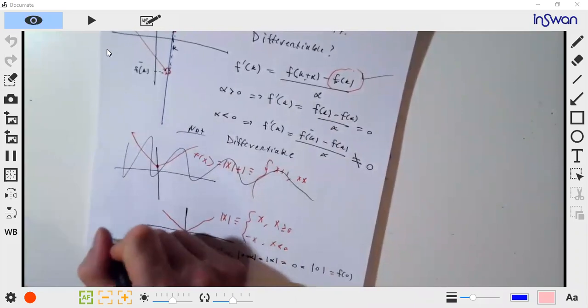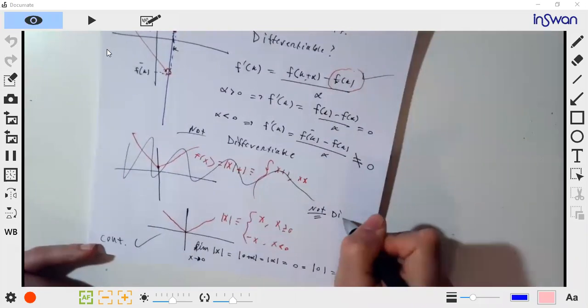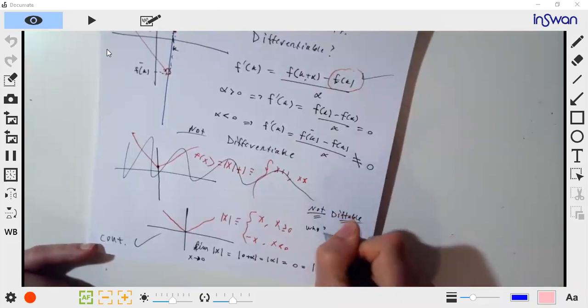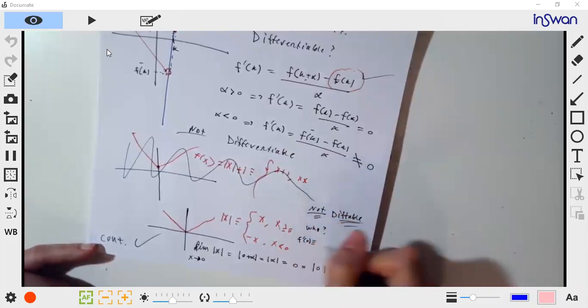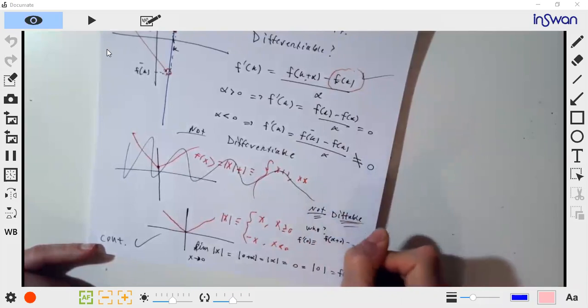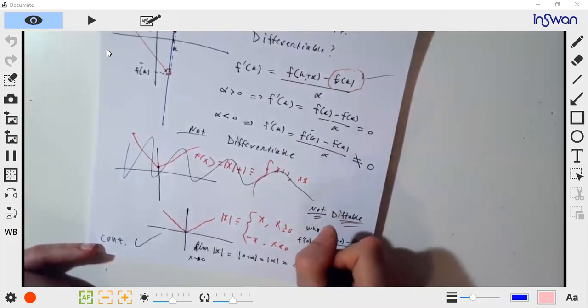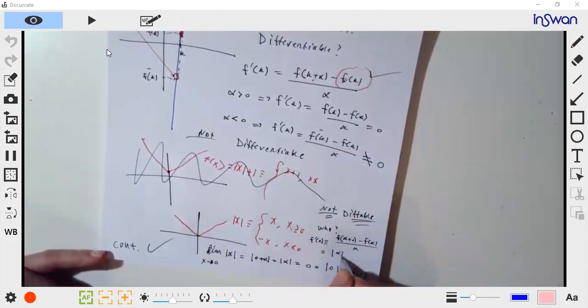So it's continuous, but not differentiable. Why? Well, f prime of 0 is defined as f of alpha plus 0 minus f of alpha all over alpha. Okay. Notice that that's equal to absolute value of alpha minus absolute value of alpha all over alpha.